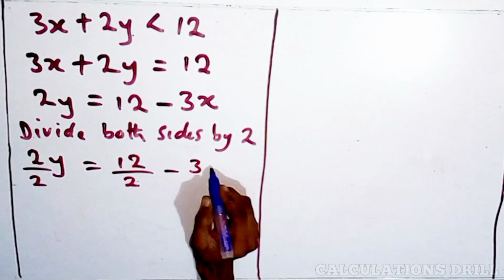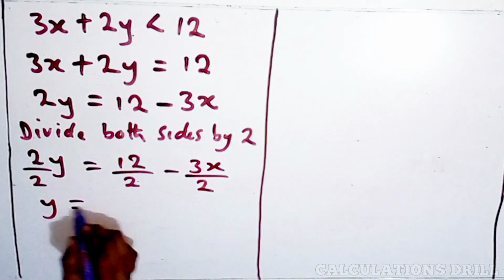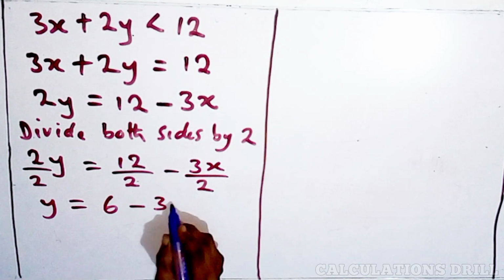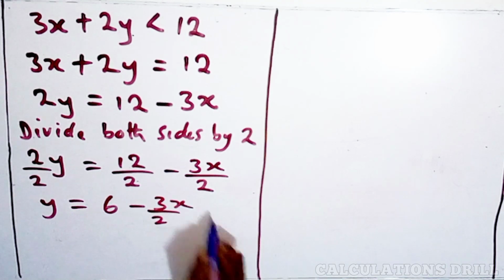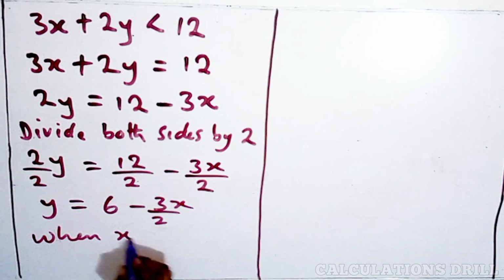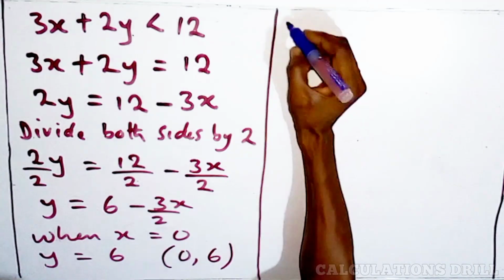So when we did that, we cancel 2, and y equals 6 minus 3 over 2x. That's the value of y. Then when x is equal to 0, anywhere you see x, you put 0, because we want to get our coordinates that we use to plot the graph. So in doing that, y is equal to 6. So our first coordinate is 0 and 6.